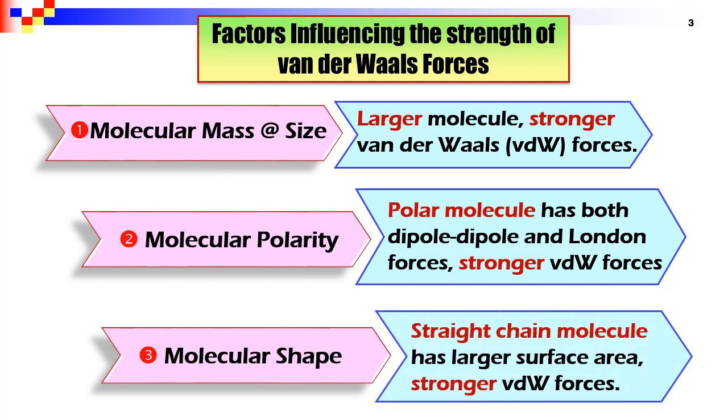Take for example butane. Most organic compounds have isomers. Butane has two isomers, a straight chain molecule and a branched molecule. So comparing the shape between a straight chain and a branched molecule, the straight chain molecule has a larger surface area. Therefore, the intermolecular van der Waals forces are stronger.